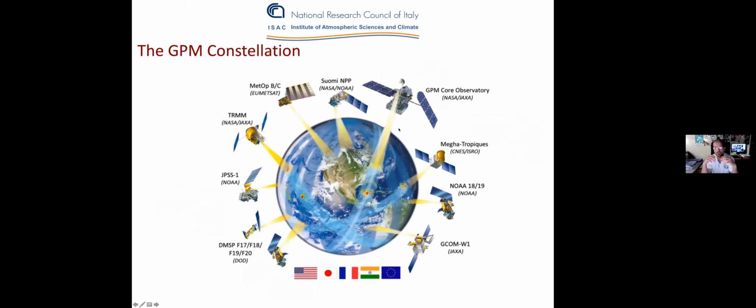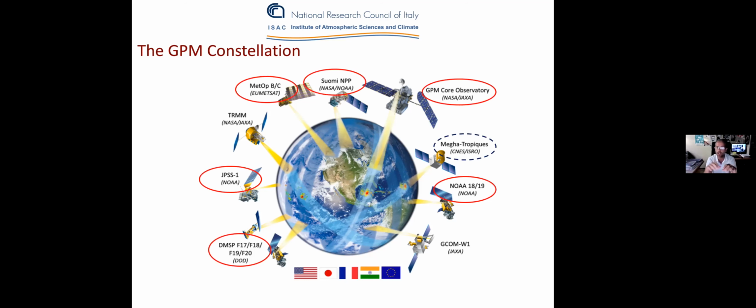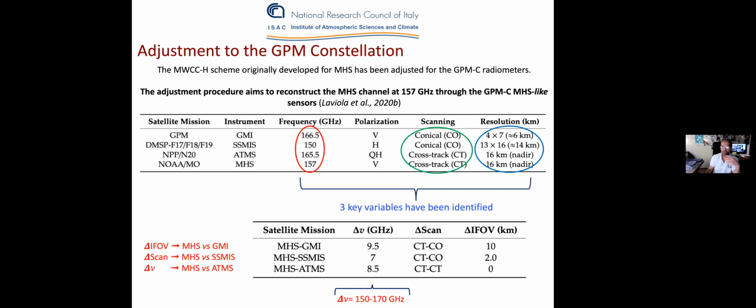The method was originally developed for the MHS sensor and then MCB, which is the predecessor of MHS, and has been extended to the whole GPM constellation. In particular, we use all MHS-like instruments, and then ATMS, GMI, and SSMIS. The adjustment procedure formally reconstructs the MHS channel at 157 gigahertz by using the MHS-like sensor. Also here, more details are in the second part of our work.